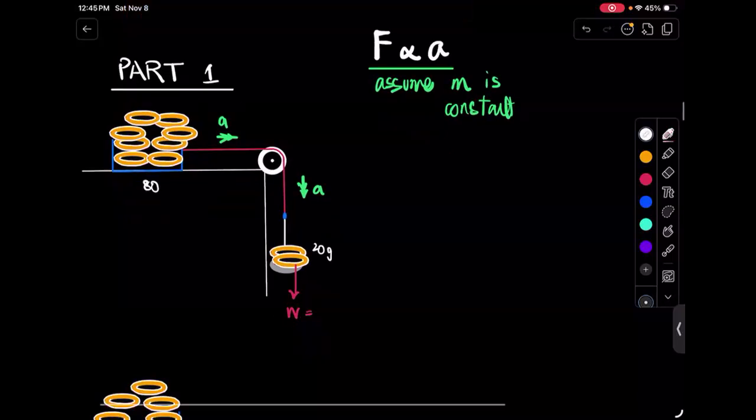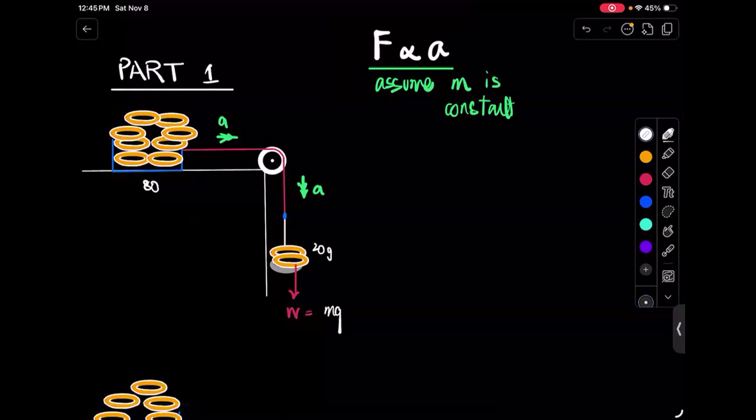Weight is equals to what? Mg. And what is the mass of this? It's not 20. You have to use kilograms. So that means 20 into 10 raised to power minus 3. Why did I use minus 3? Because I've got to use kilograms, right?